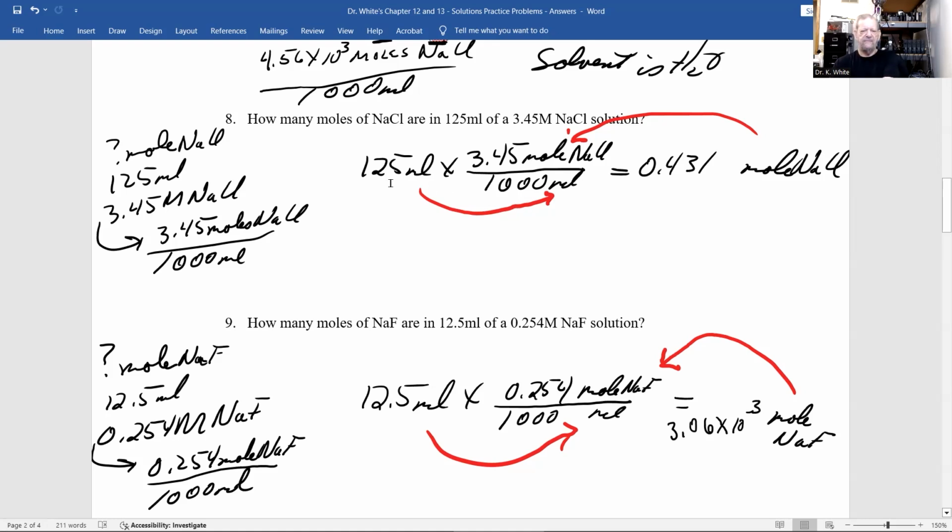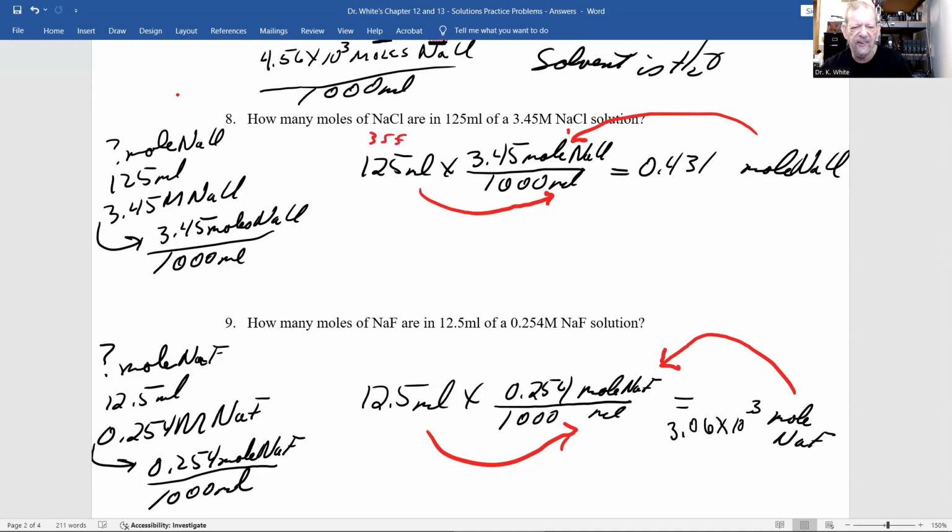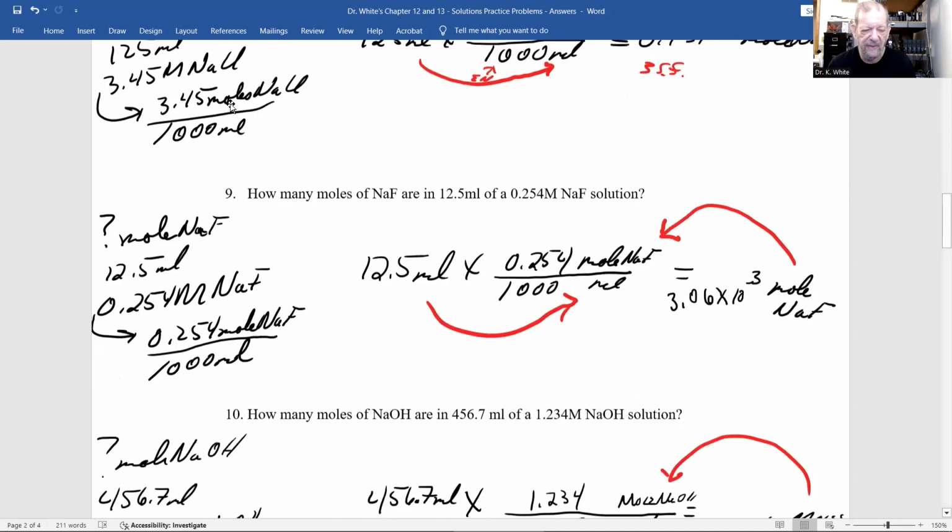Now, remember, 125 is three significant figures. 3.45 is three significant figures. However, the 1,000 is part of the definition, and that's an exact number. So if we look at this, three significant figures, exact number, our answer has three significant figures. And don't forget, I take off points if you don't get it right.